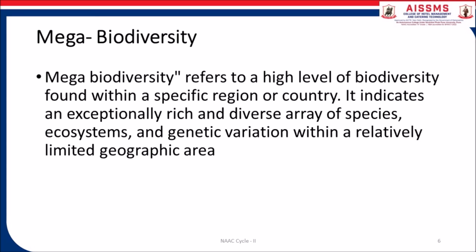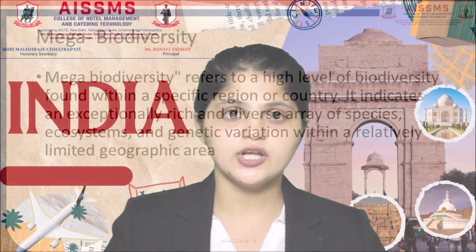Biodiversity refers to the variety of life forms present in a particular ecosystem or on Earth as a whole. It encompasses different species of plants, animals, fungi, and microorganisms, as well as the genetic diversity within those species and the variety of ecosystems they inhabit. Whereas mega-biodiversity usually refers to a region or country that has a high level of biodiversity. These areas typically have a large number of species and a high level of endemism, species found nowhere else.